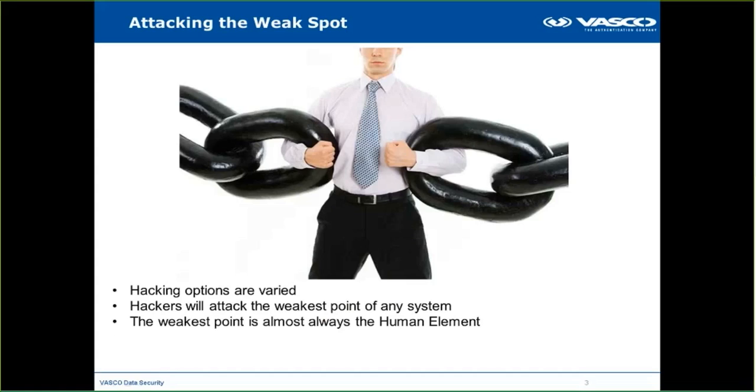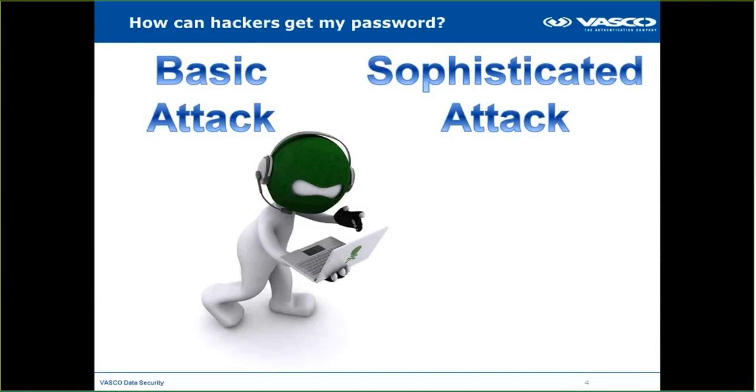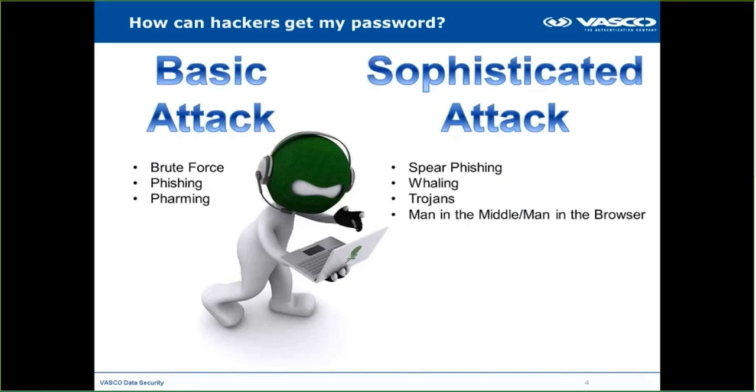And the human element in the majority of security systems is indeed the password, the static password that's used. So we have to ask ourselves, how can a hacker get my password? So there's two types of attack. There's the basic style of attack and the sophisticated style of attack. So if you're looking at more basic attacks, you're looking at brute force, phishing, and farming. And if you want to go to slightly more sophisticated styles of attack, you're looking at spear phishing, whaling, Trojans, and man in the middle.